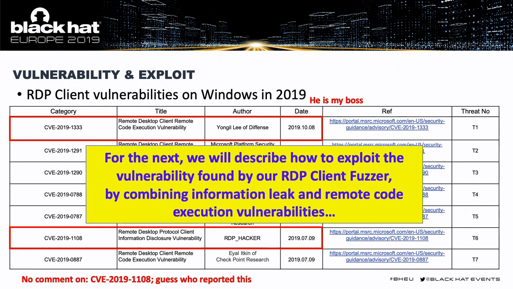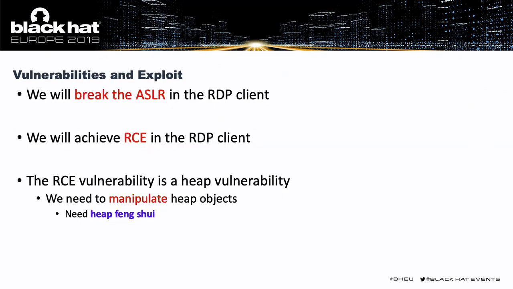Next, we will describe how to exploit the vulnerabilities found by our RDP client fuzzer, by combining information leak and remote code execution vulnerabilities. We will break ASLR by exploiting an information leak vulnerability in the RDP client. We will achieve remote code execution by exploiting an RCE vulnerability in the RDP client.